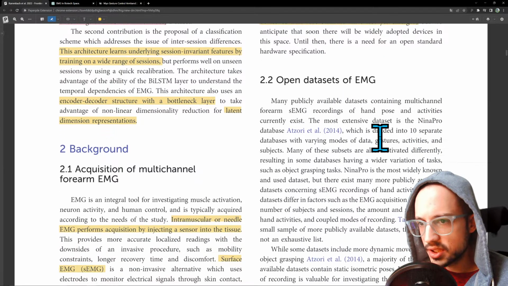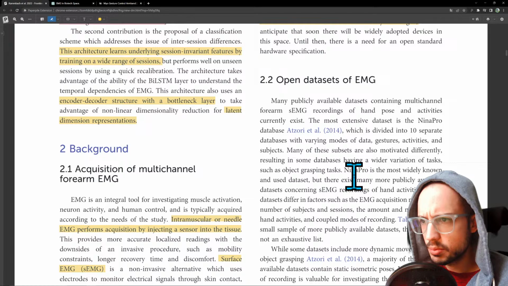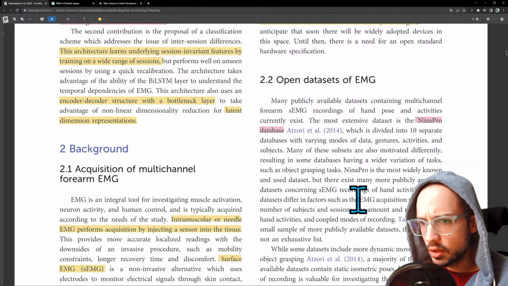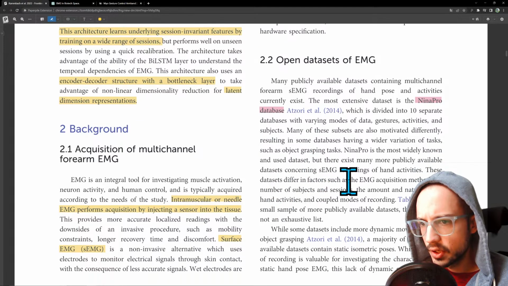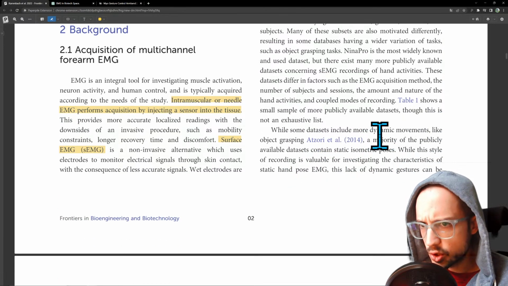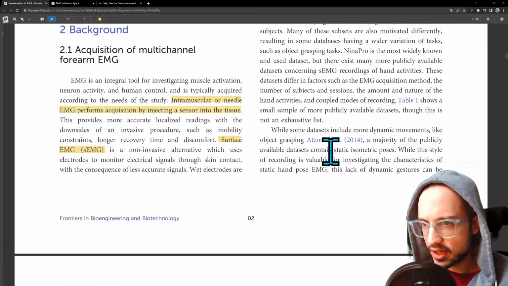Many publicly available datasets containing multi-channel recordings of hand pose exist. The most extensive is the Ninapro database. So here's another dataset here, the Ninapro database. Different factor, the number of subjects and sessions. Majority of the publicly available datasets contain static isometric poses.